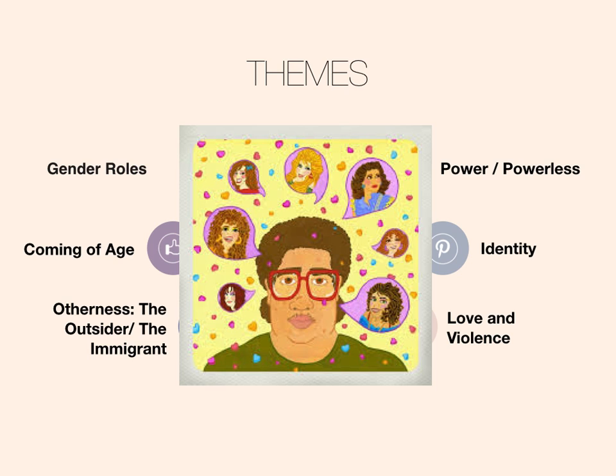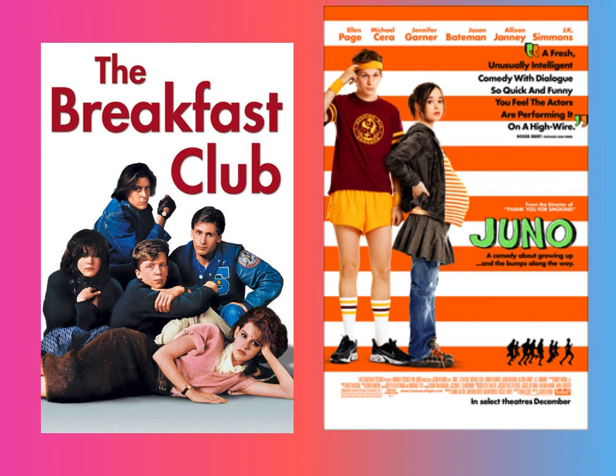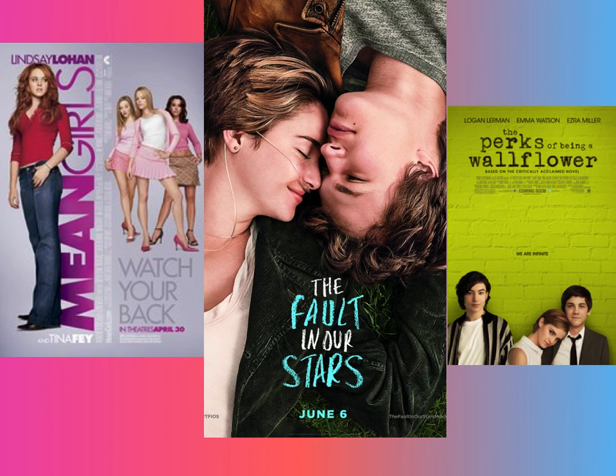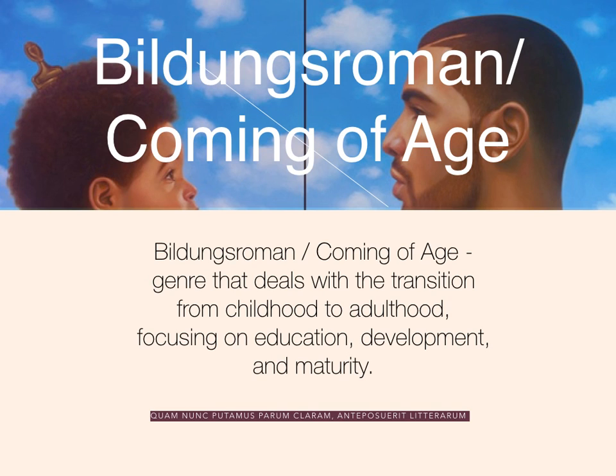If you kind of forgot what coming of age meant, coming of age is something like The Breakfast Club, Juno, Superbad, Boyhood, Mean Girls, The Fault in Our Stars, Perks of Being a Wallflower. All these are examples of a coming of age story. And the coming of age story, or its official term, Bildungsroman, is a genre that deals with the transition from childhood to adulthood, focusing on education, development, and maturity.